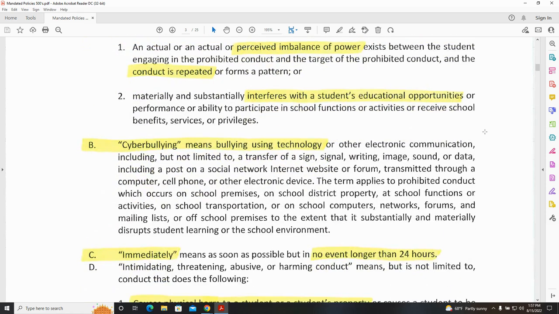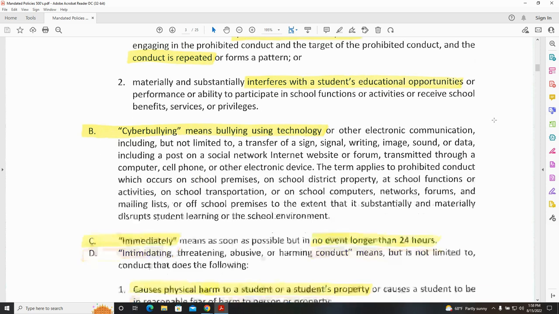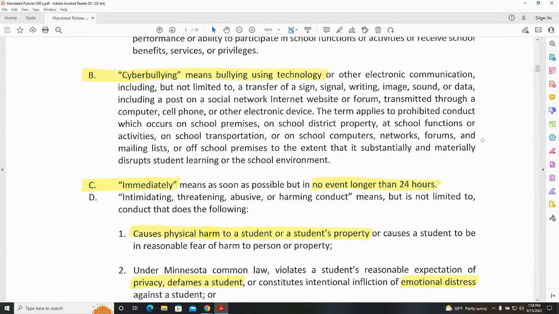The next definition is cyberbullying, and this means using technology. And again, we know that anytime cyberbullying takes place, whether it's at school or outside of school, whether it's with a school device or with a personal device, anytime that it ends up having an effect on the school environment, then we are obligated to get involved. The next definition is the word immediately. And again, if you are aware of a bullying scenario, you'll want to report that within 24 hours.